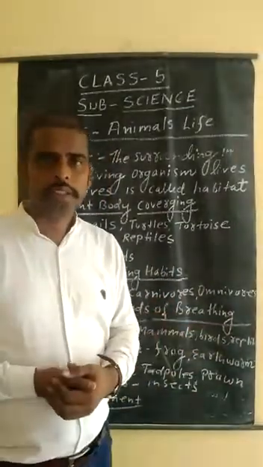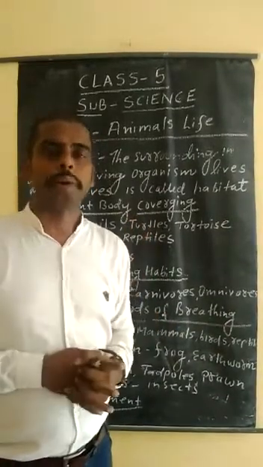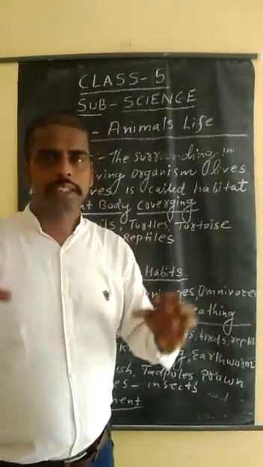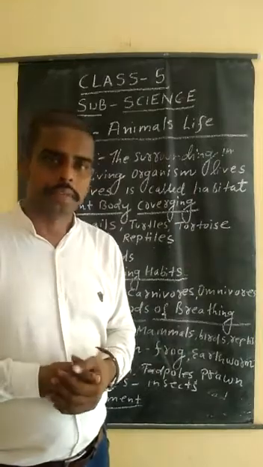Examples are lion, tigers, jackal, fox. They have sharp and pointed teeth. They are able to tear the animals and eat their flesh for their survival.